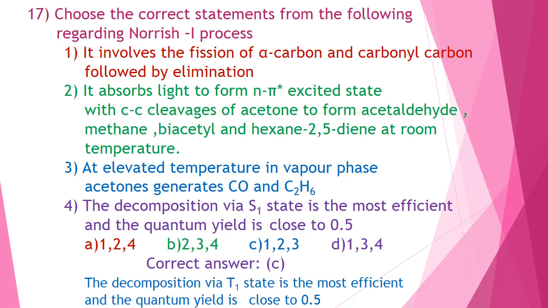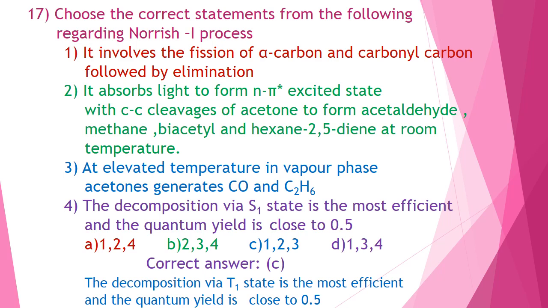C. At elevated temperature, vapor-phase acetone generates CO and ethane. It is also correct. And the fourth statement, the thermal decomposition via the S1 state is the most efficient and the quantum yield is close to zero. It is wrong. Therefore, the first three statements, 1, 2, 3, are correct and the correct answer is C. But the fourth statement is wrong.